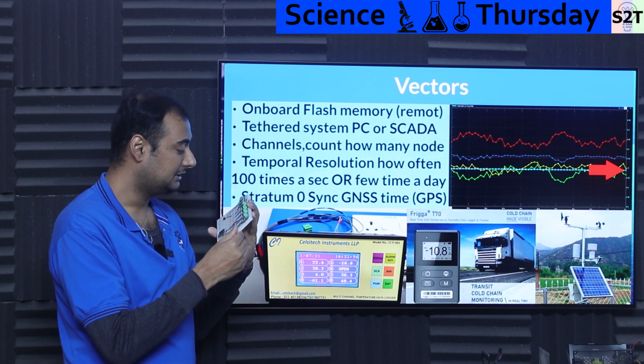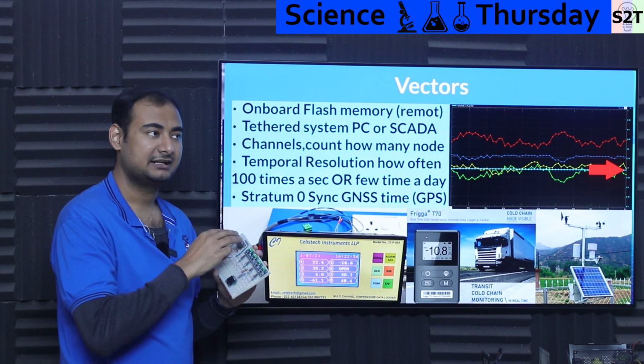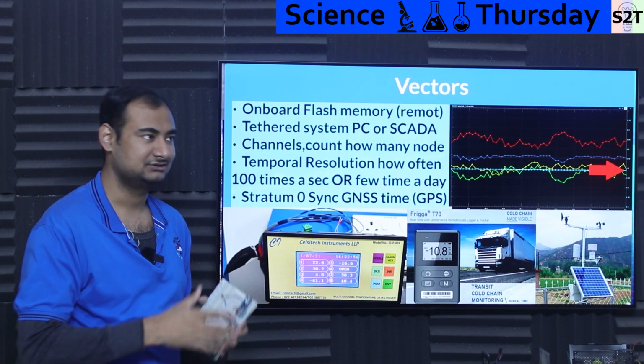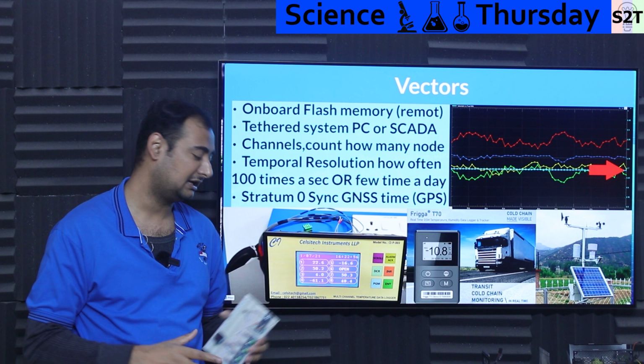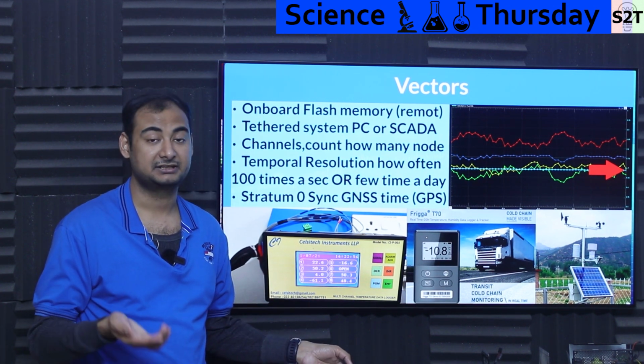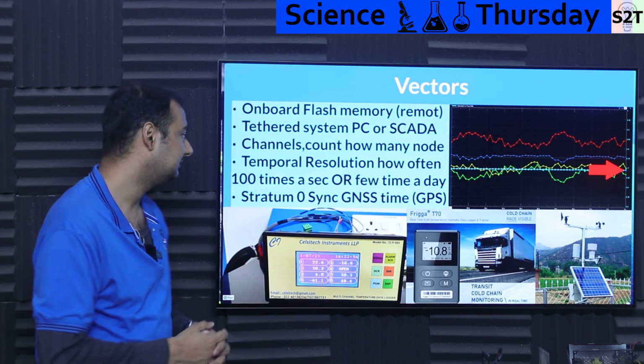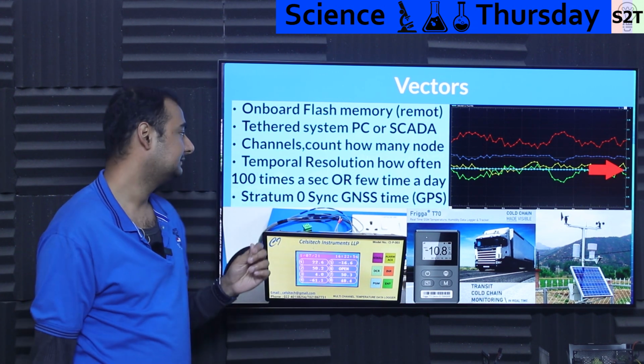I can replace this INA2192 with a different variant that has 3, and I can have 12 of those 3. So now I can measure a very large sample size. Now that would be desirable if I have large battery banks that I'm working with, where I need to monitor a lot of cells. Channels are required for that.